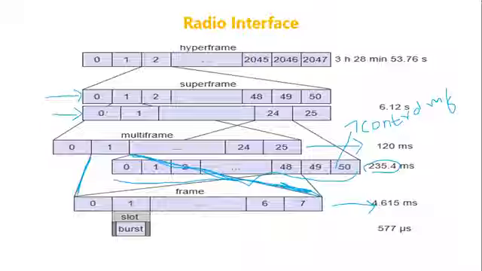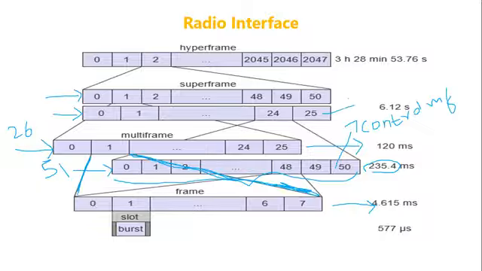Okay, see, there are two types of multi-frames. What we have discussed is, one is a 26 multi-frame, which is a normal multi-frame. The other one is a 51 multi-frame. This 51 multi-frame is also called a control multi-frame. If you combine 26 copies of 51 multi-frame, that can be called a super frame. Or if you combine 51 copies of 26 multi-frame, that can also be called a super frame.